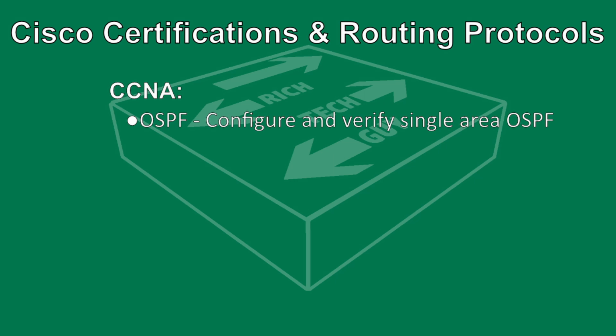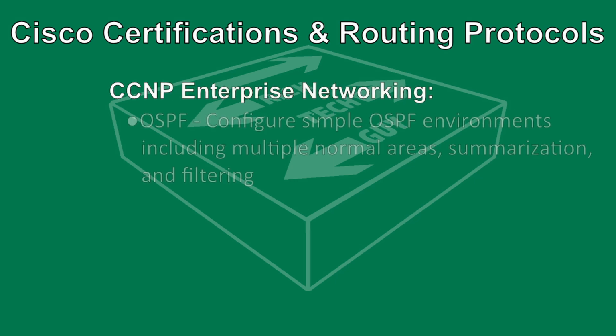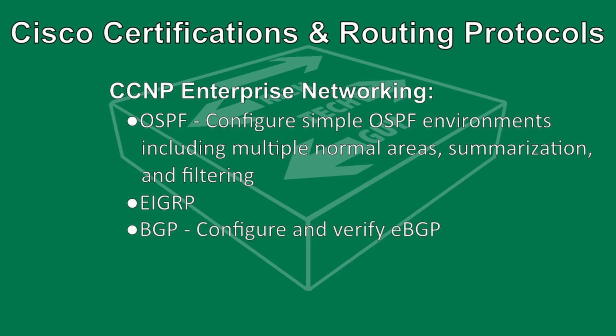Now, if you're studying for the CCNP Enterprise Networking, you need to know OSPF, and in addition to what is required for the CCNA, you will need to know about multi-area OSPF. You will also need to know about EIGRP, and you will need to know a little bit about BGP, specifically eBGP. As I said, that was from autonomous system to autonomous system.